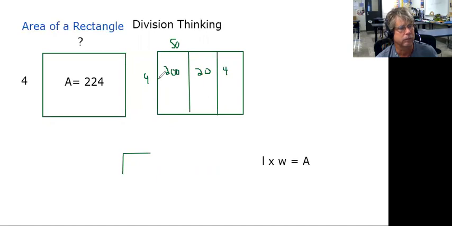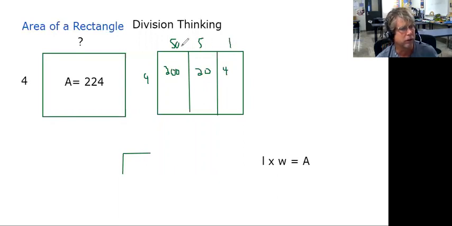That checks out. So now I have to figure out what's this missing dimension to get this area. So 4 times what is 20? We just said that that's got to be a 5. So 4 times 5 is going to be 20, so that's going to give me this dimension. And then how many 4s does it take to get 4? Well, 1 times 4 is 4.